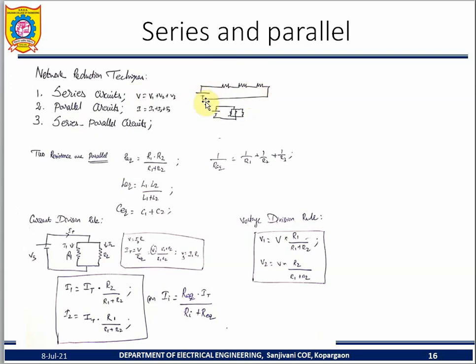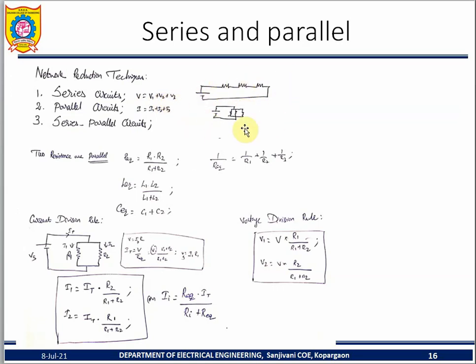Suppose your father gives 50 rupees, and you, your elder brother and your younger brother consume the amount. How do you consume it? 50 is equal to 30, 10, 10, so the total 50 is consumed. V is equal to V1 plus V2 plus V3, like that in a series connection.